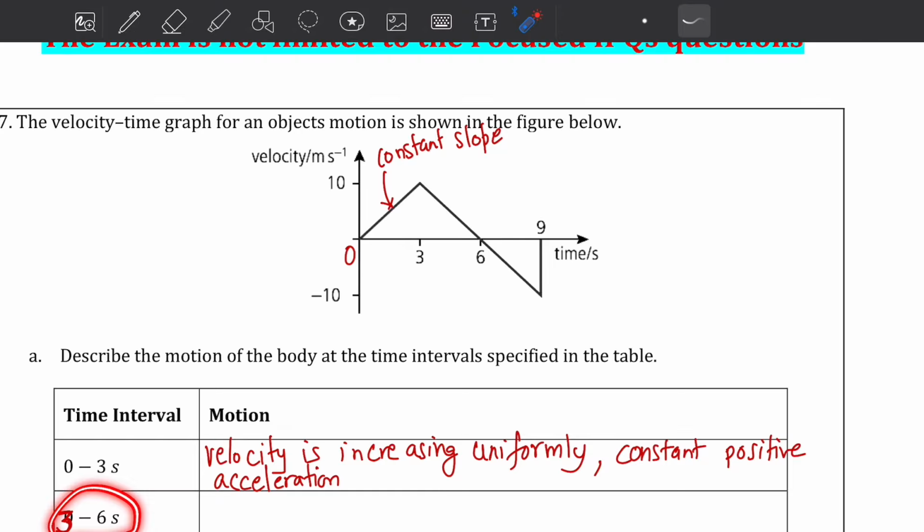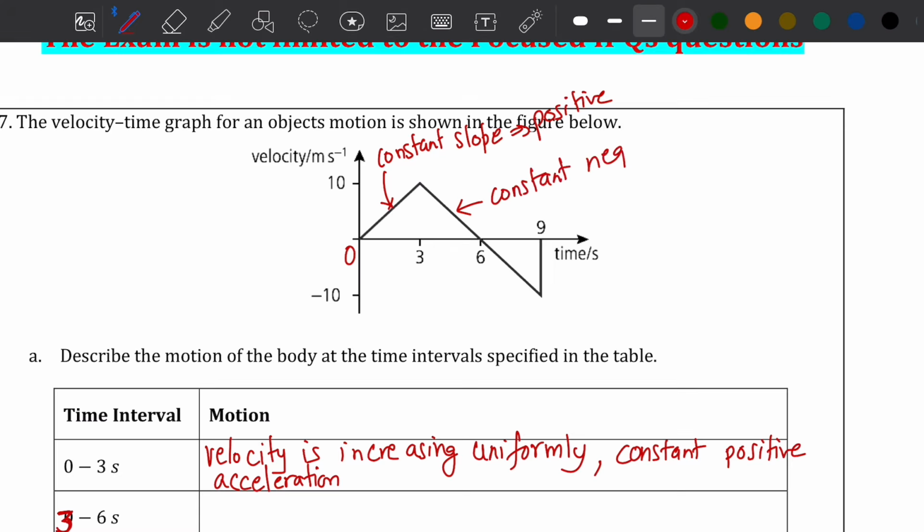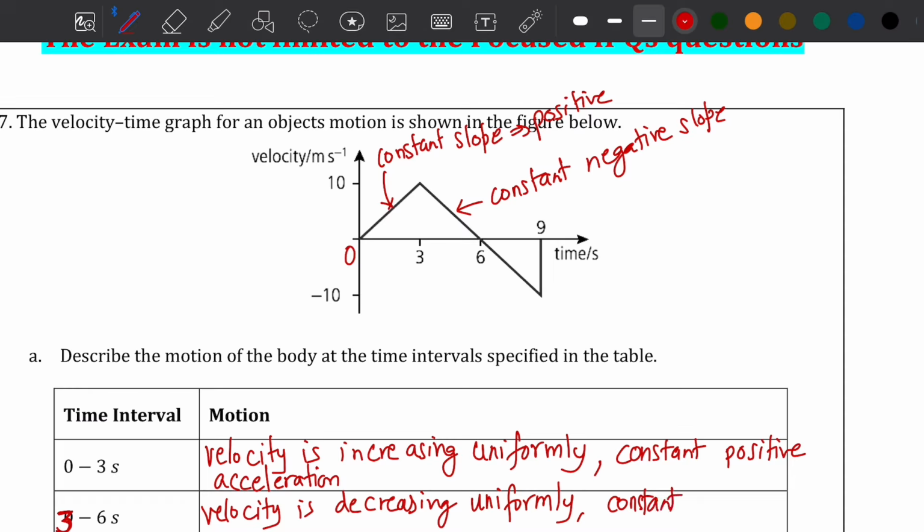Then from 3 to 6 seconds, we can see that the velocity is decreasing uniformly, and we have got constant negative acceleration. So here the slope was positive, whereas here it has got constant negative slope. So we'll write velocity is decreasing uniformly. And we can say that it's constant negative acceleration.